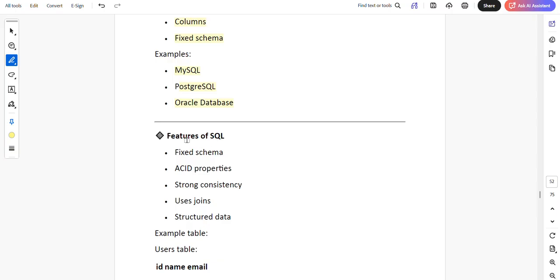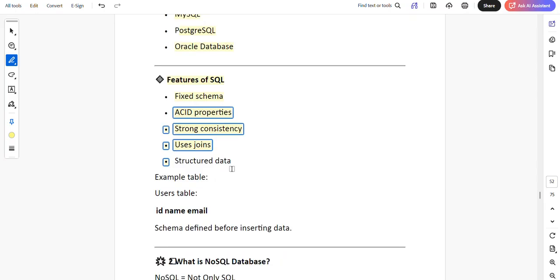Then what are the features of SQL? SQL databases have a fixed schema. They follow the ACID properties: A for atomicity, C for consistency, I for isolation, D for durability. They also provide strong consistency. They use joins, and the format of the data is structured.